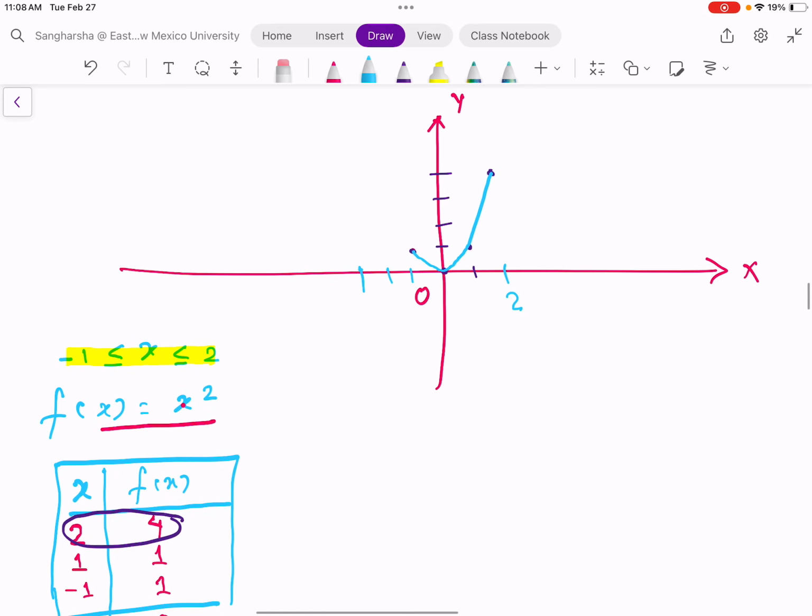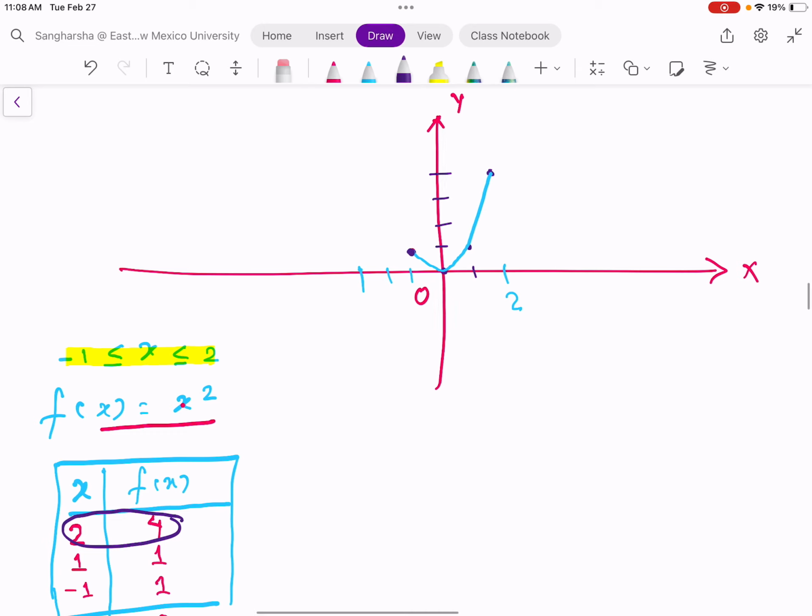Now how far can we go on the left? Can we extend this graph on the left? No, it's not possible because our input is greater than or equal to -1. So we have a closed circle here at -1.